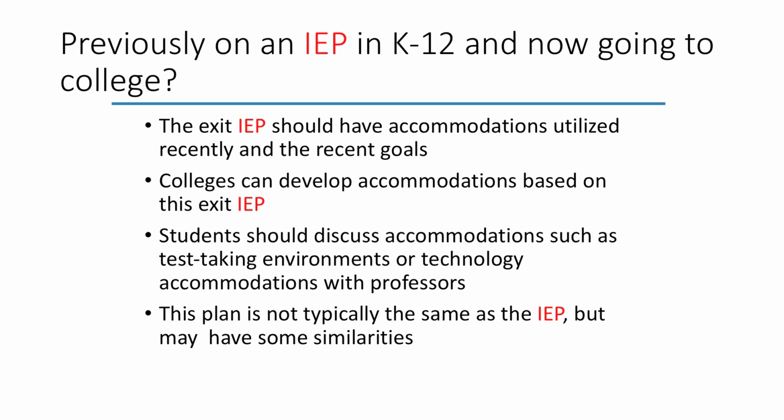For students who were on an IEP in high school and now go to college, you might be sharing with that college an exit IEP from when you exited. Assuming you exited with a high school diploma, then you would have an IEP document that showed what accommodations or what goals you had, and in addition to any current assessment, you can share that plan with the college that you're attending.